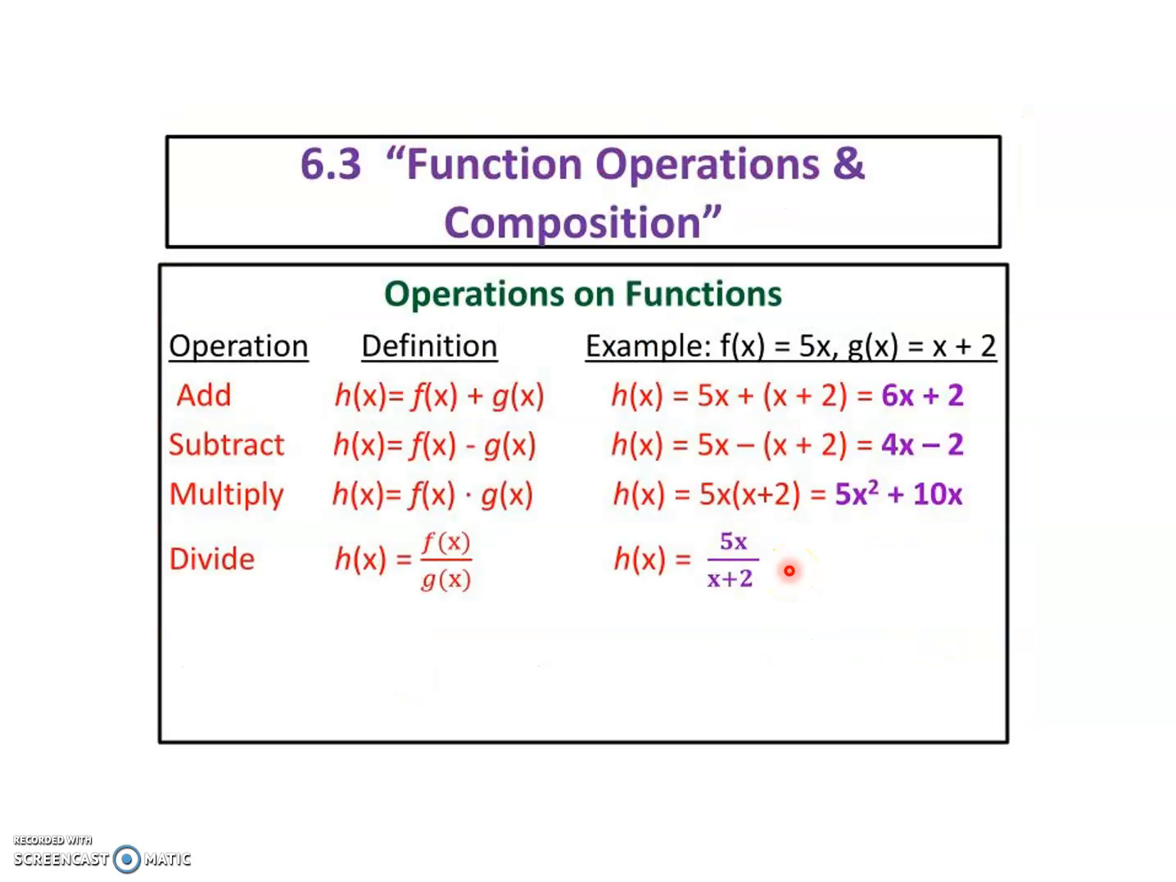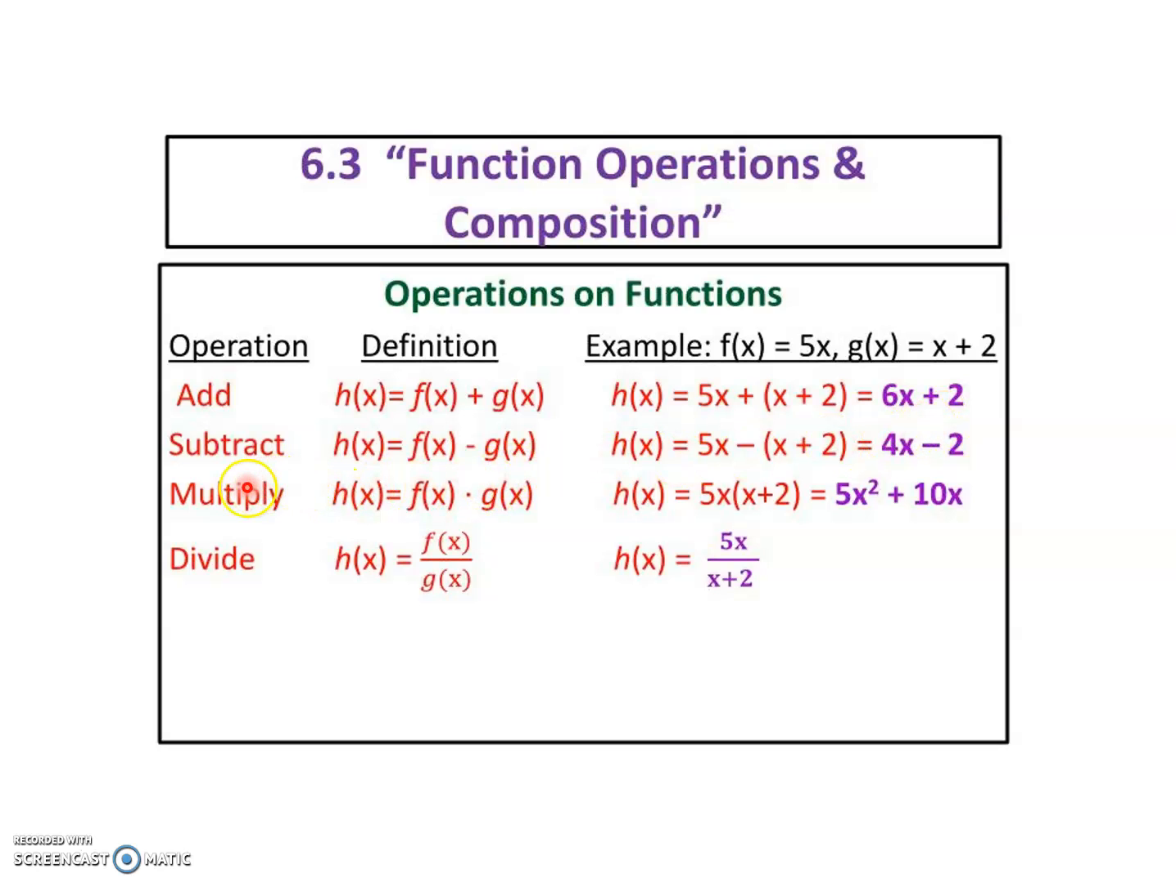Now function operation and composition. What does it mean? Suppose we have to take the operation on function which we highlight as h of x. So for the operation addition, h of x is equal to f of x plus g of x. If f of x is 5x, g of x is x plus 2, then h of x is equal to 5x plus x plus 2, that is 5x plus x, 6x, and plus 2 remains the same.